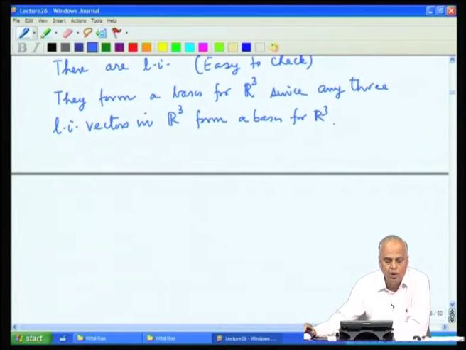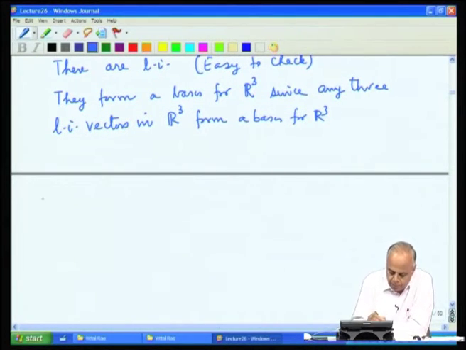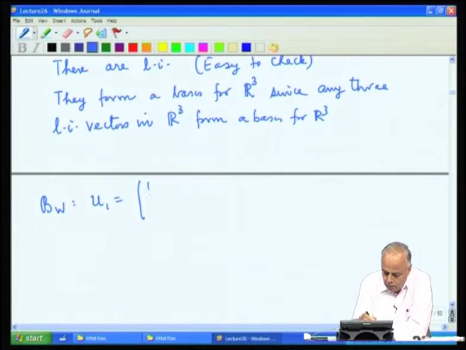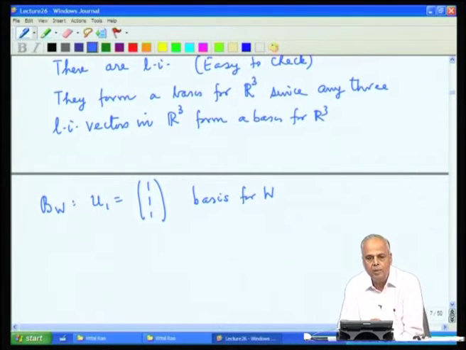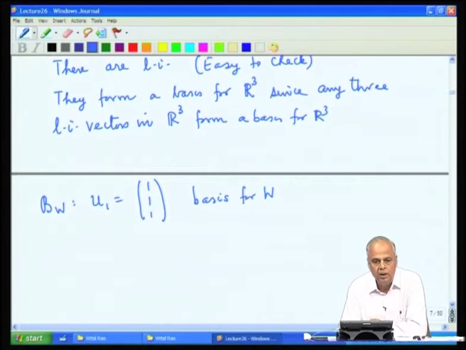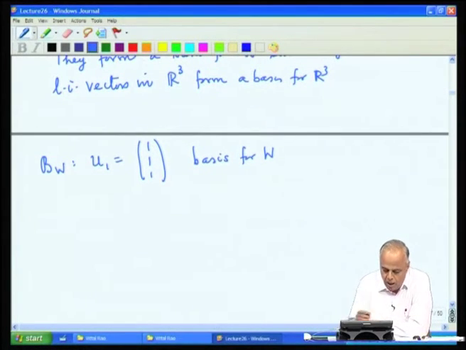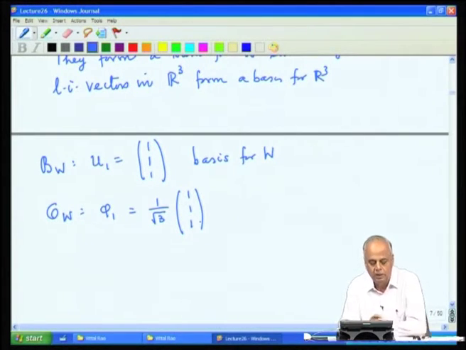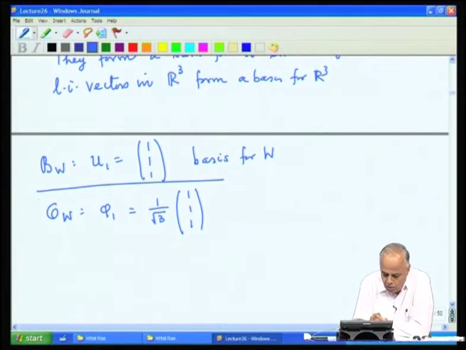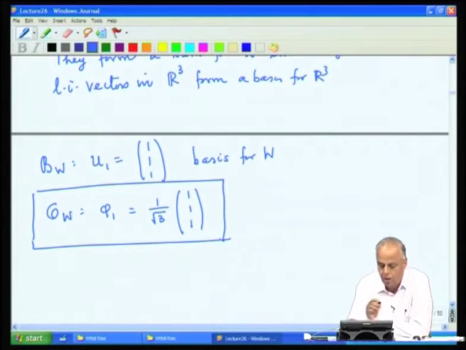Now, let us look at the orthonormal versions of this basis. Let us look at BW, which is a basis for W. Since there is only one vector, to get an orthonormal basis, all we have to do is normalize it to have length 1. Dividing U 1 by its length gives us OW. So, this is an orthonormal basis for W.